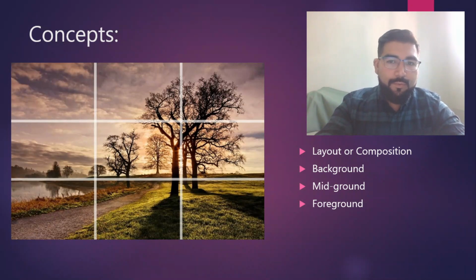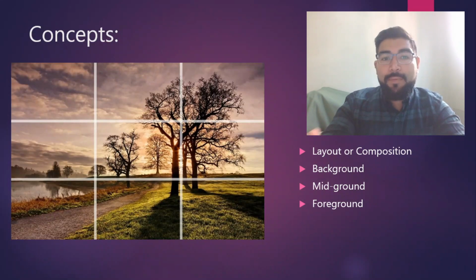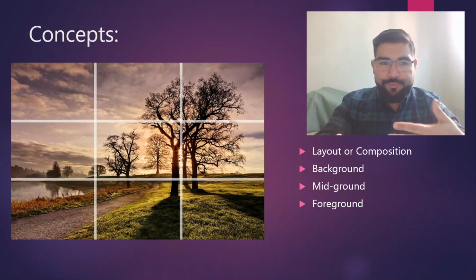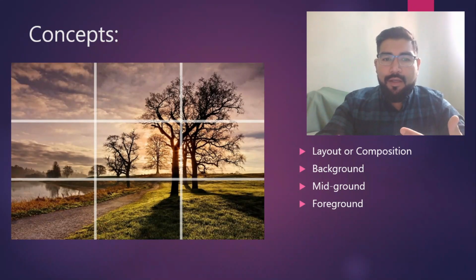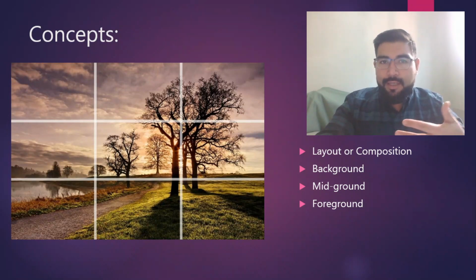So here is when we talked about these other three concepts: background, midground, and foreground. In the background, in this image, you can see the clouds. So the background is everything that is in the deepest part of the image. The midground would be the objects which are placed in the middle of this image, and the foreground would be the objects that are in the front of the image. In this case, there is one tree which looks pretty much in the front. That would be the foreground.